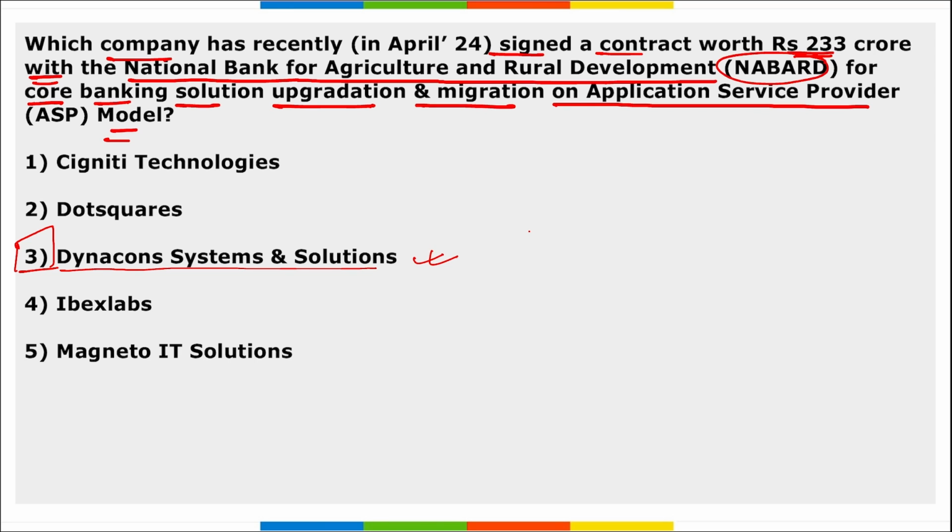They have announced that it has secured a significant contract worth 233 crore rupees from NABARD for core banking solution upgradation and migration on ASP model, that is application service providing model.